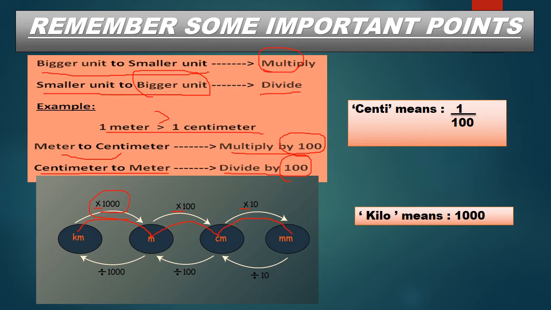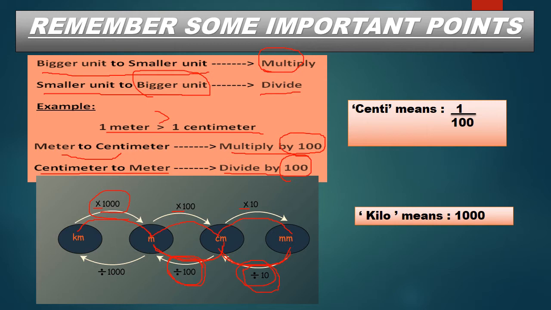Below we have backward arrows. These backward arrows show smaller to greater unit conversion. Now when we convert millimeter to centimeter, we will do division. We divide the number by 10. Then in another example we have centimeter to meter. Again we have smaller to bigger units. So when we convert smaller to bigger units, we will do division, and we divide by 100 when we convert centimeter to meter.